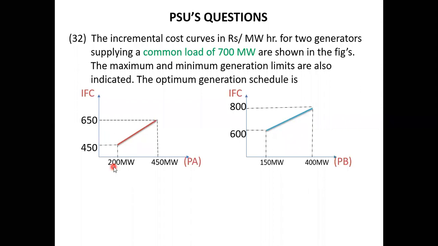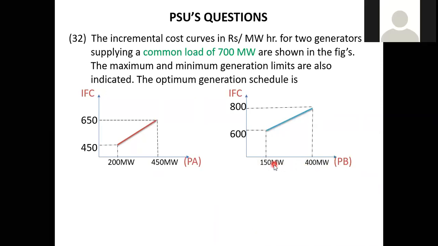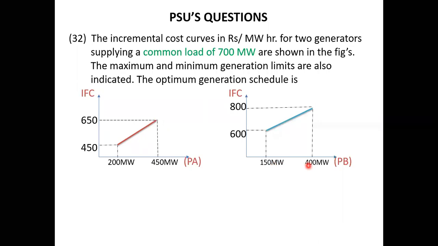Similarly, they have given some constraints. If you are considering generator A, the constraints are nothing but the lower limit for your generator is 200 megawatts and the upper limit for generator A is 450 megawatts. Means your PA must be in the limits of 200 megawatts to 450 megawatts. Similarly, when you are considering the second generator, the minimum power generation is 150 megawatts and the maximum generation is 400 megawatts. Means power generation by the B generator must be in the limits of 150 megawatts to 400 megawatts.